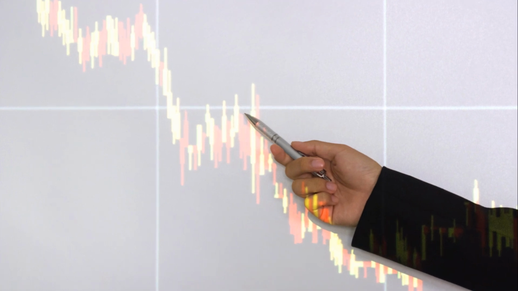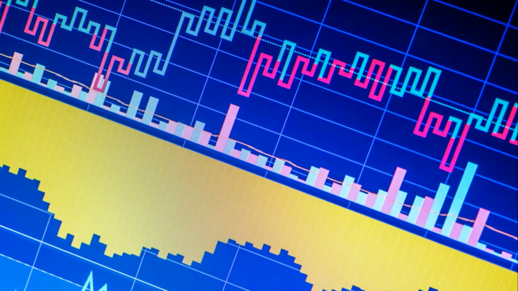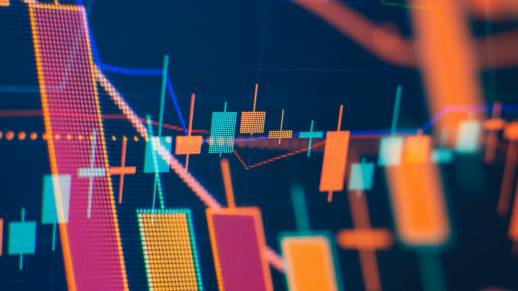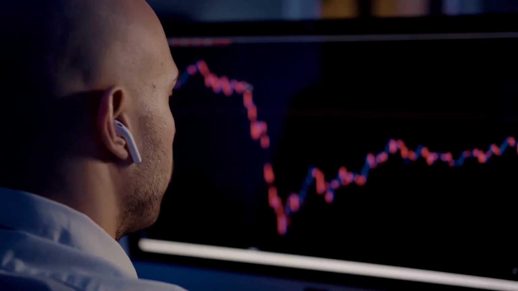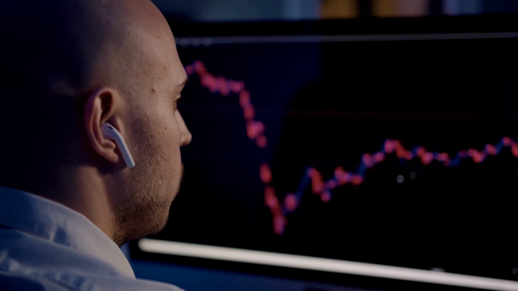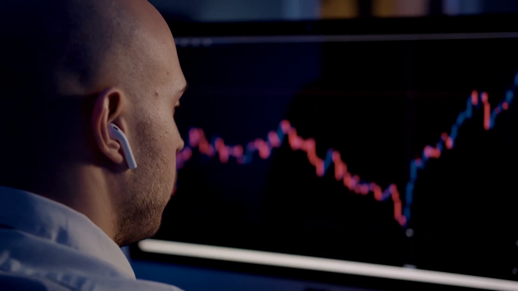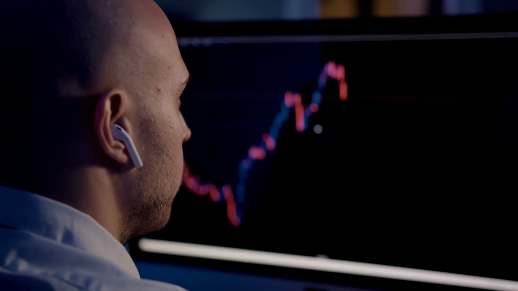But here's the key. Don't rely on just one indicator. Each one provides a piece of the puzzle. Combining them helps you see the complete picture. For example, if the moving averages indicate a bullish trend, but the RSI suggests the market is overbought, you might want to hold off on buying. Remember, using a combination of indicators can give you a more accurate reading of market conditions.